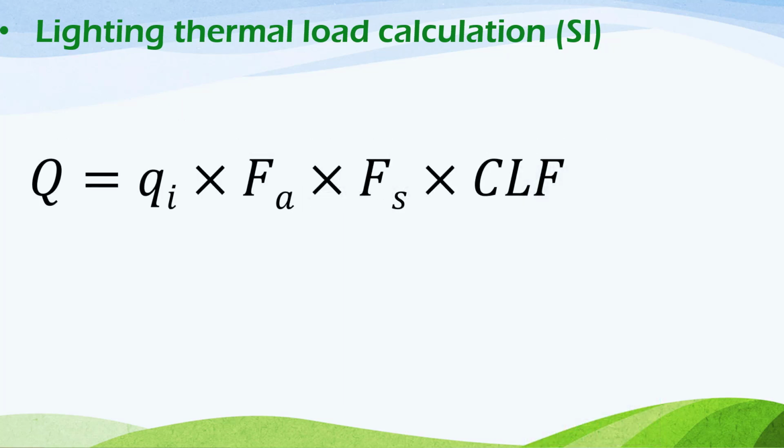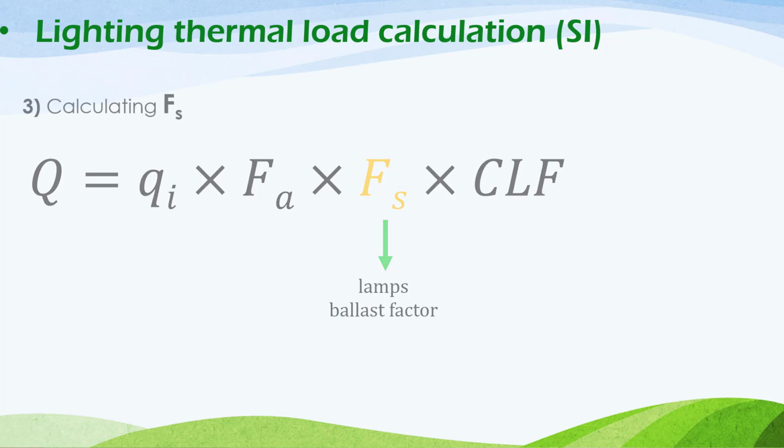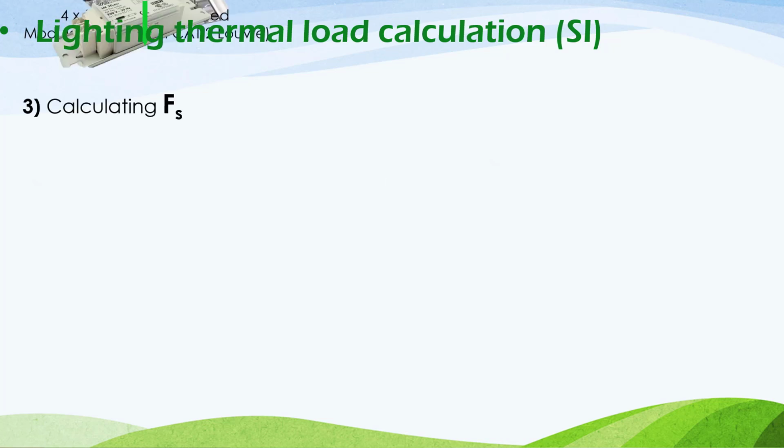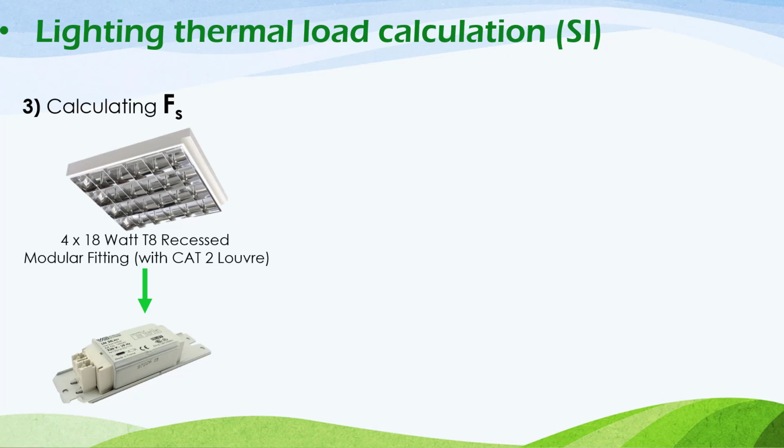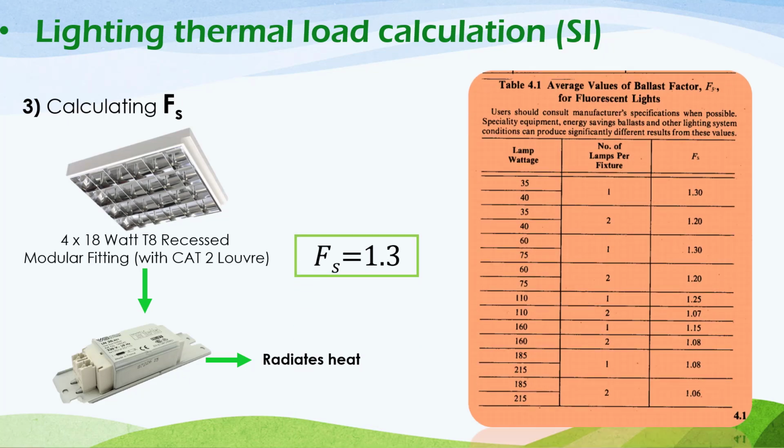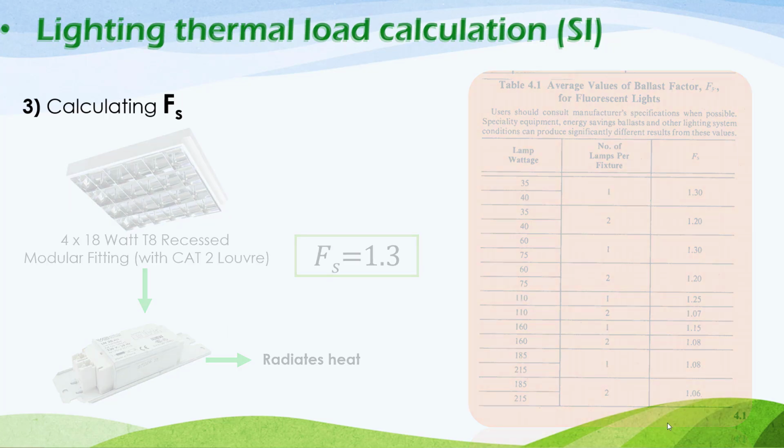Now the third factor we have is F sub S, and this F sub S is the lamp ballast factor, and this ballast factor, as we learned it before, is set to compensate the thermal heat produced from the ballast of the lamp, especially for the fluorescent lamps, and we have learned it before how to calculate it from this table.